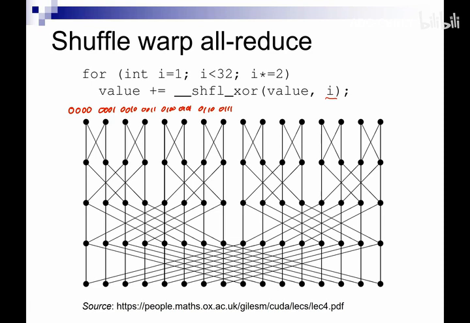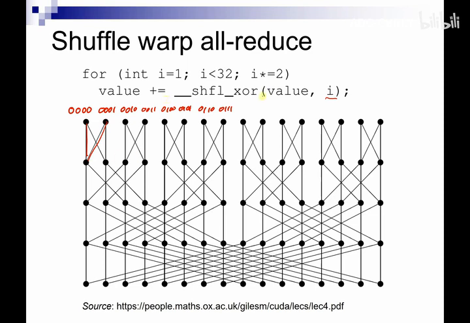The way this shuffle-based all reduce works is that whenever you do the shuffle XOR, initially the value of i is going to be 1. So, for example, if you take node 0, when he XORs with 1, he's going to get 1. So he's going to take his current value, and also take the value from his ID XOR 1, and he's going to add them.